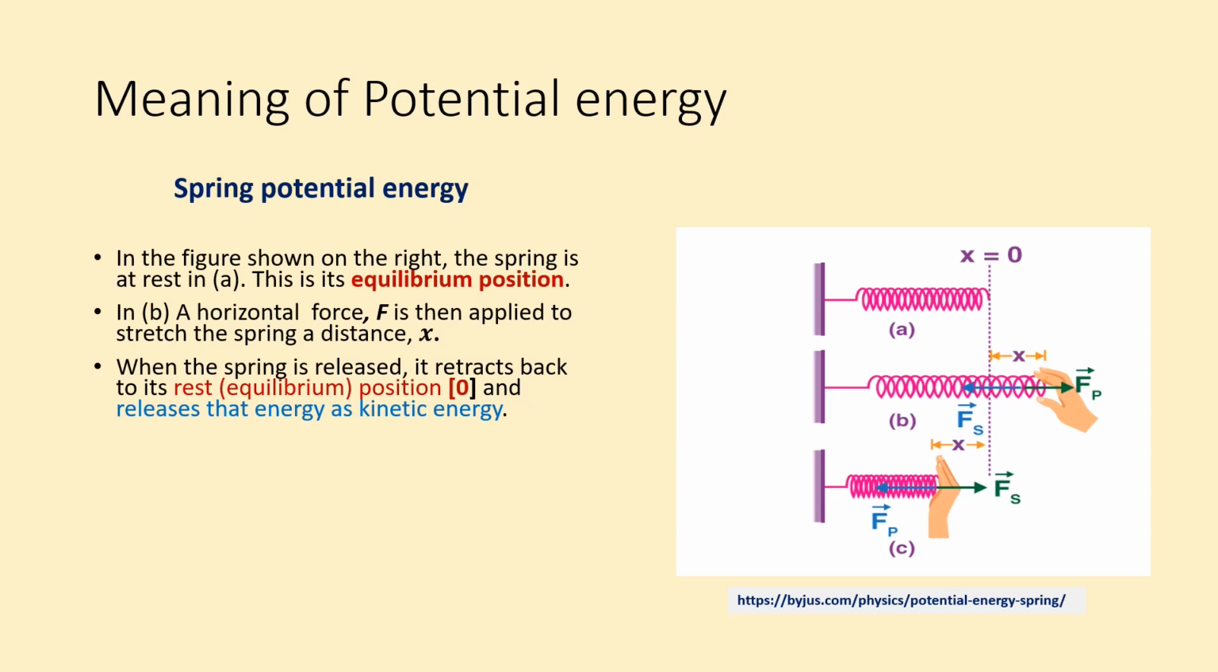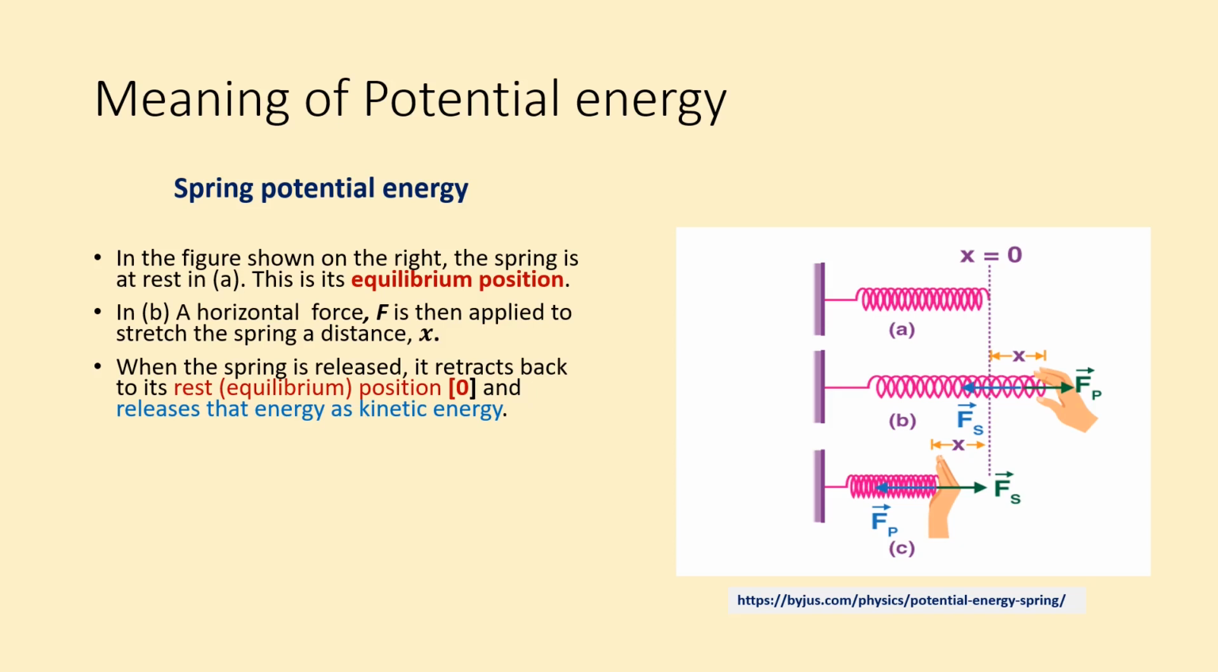So the spring's elastic property pulls the spring back to its equilibrium position. As a result, it transfers the elastic potential that it had to kinetic energy. So the act of pulling it means that you increased its potential energy, just like in the gravitational field.